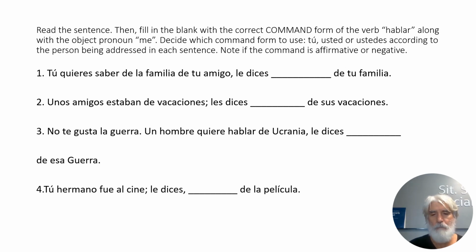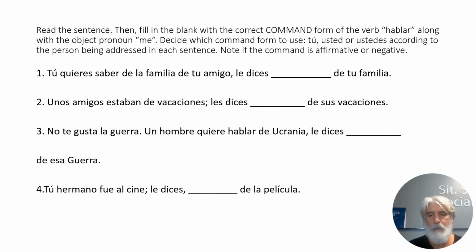Now you want to put the command form in. Tell me about your family. So how are you going to tell your friend to tell me, speak to me about your family? How are you going to say that? Speak to me, tell me.